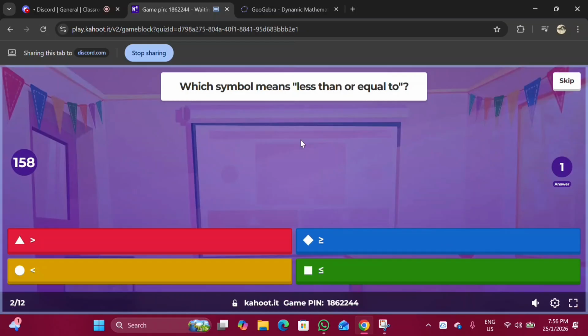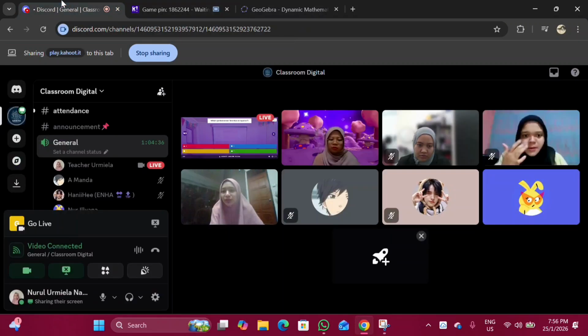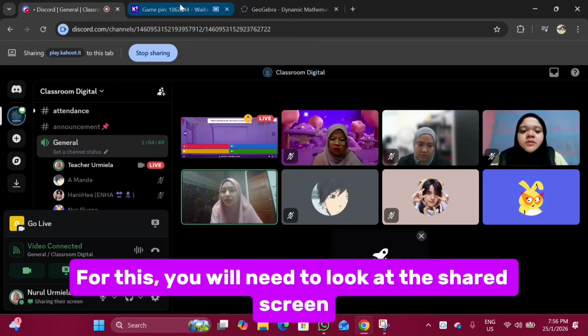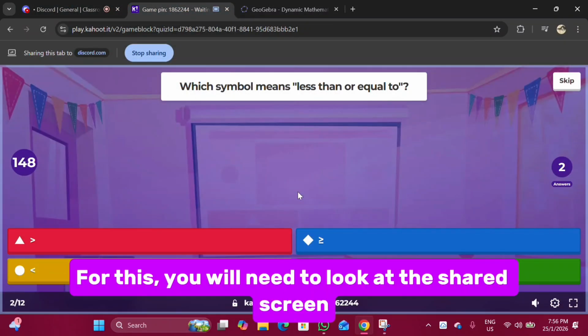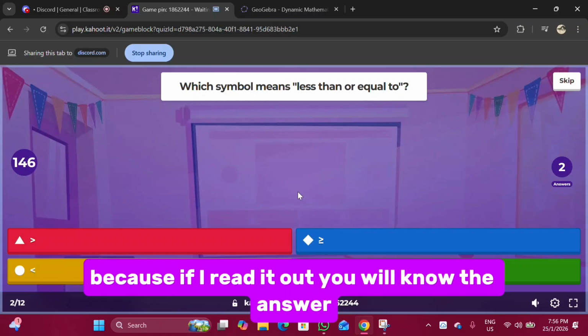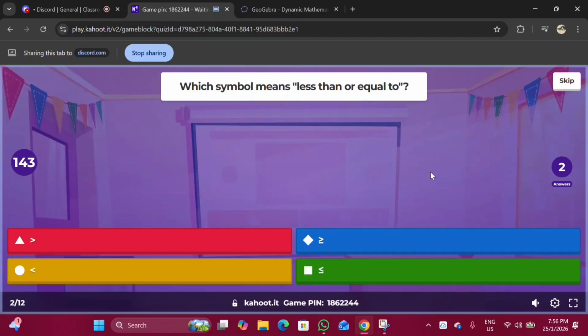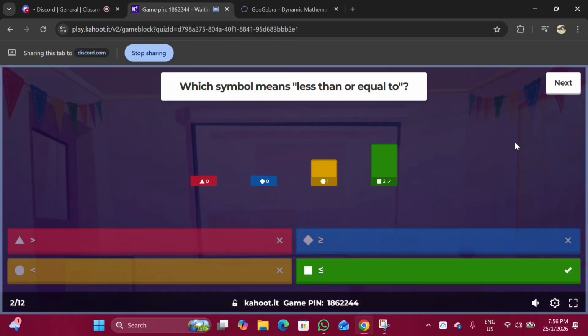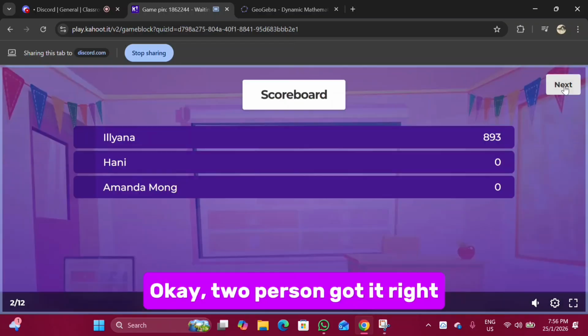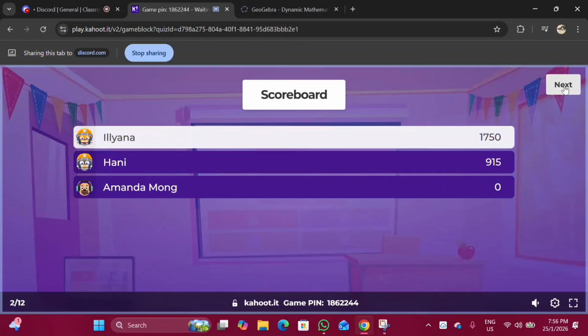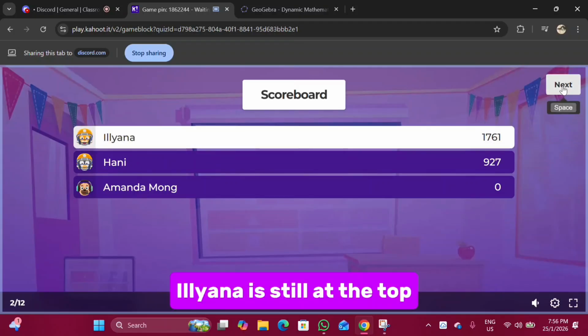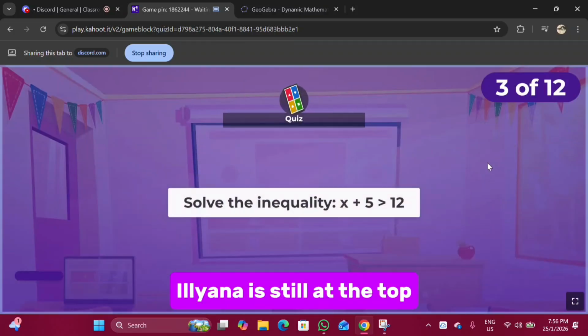Which symbol means less than or equal to? For this, you will need to look at the shared screen, because if I read it out, you will know the answer. Okay, 2% got it right. Iliana is still at the top.